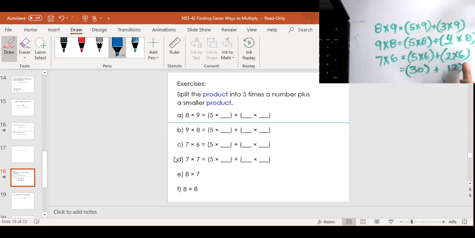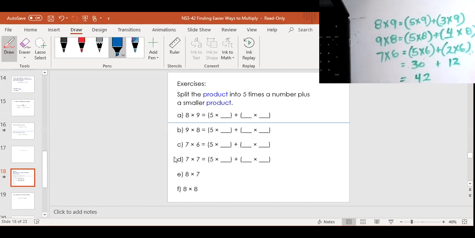I can take away the brackets now. I don't need them anymore. So it's just 30 plus 12. I can add the 2 to the 0, 2, and the 1 to the 3, 42. So this one, we did the whole question like they want you to do. Here we just showed you how to break out the 5 and then find out what the other part would be. So 9 groups of 8 is 5 groups of 8 plus 4, because 4 and 5 makes 9.